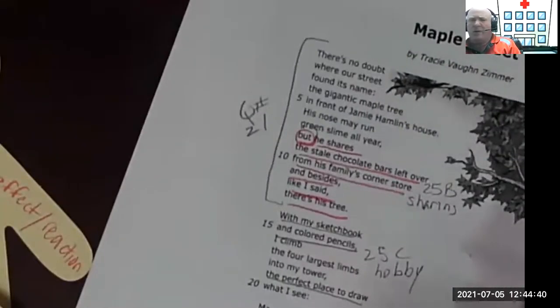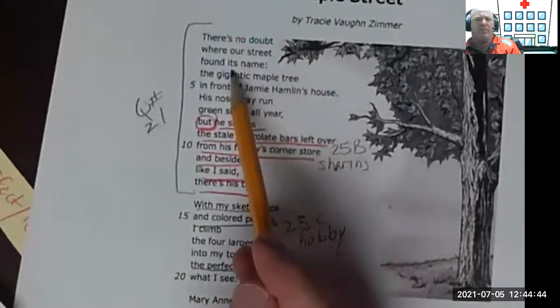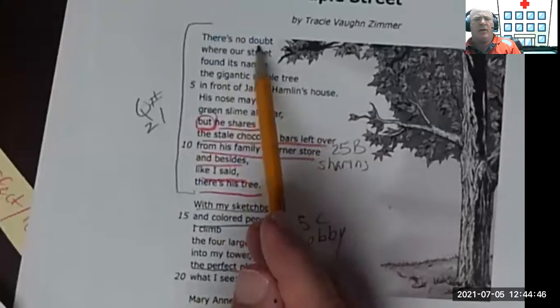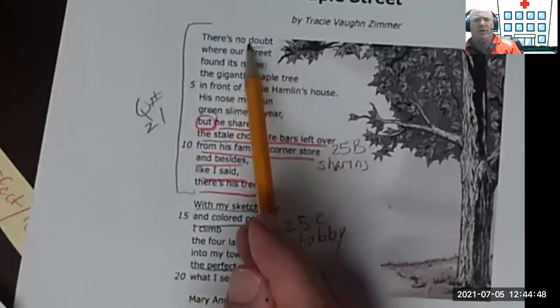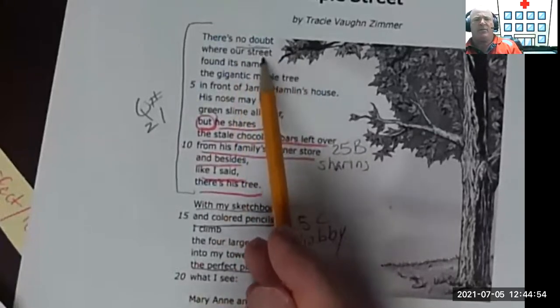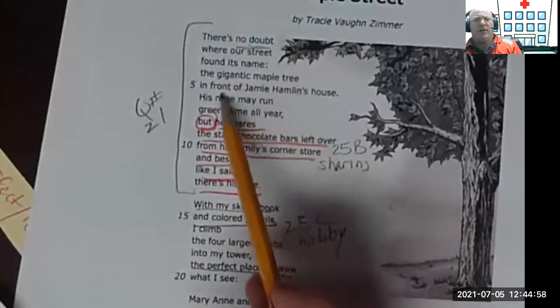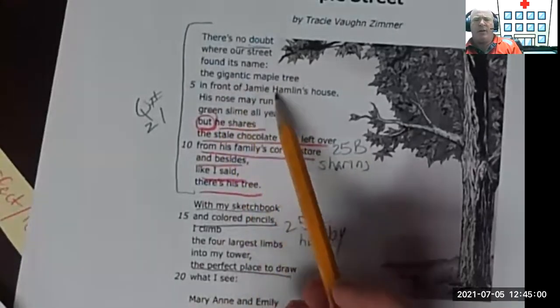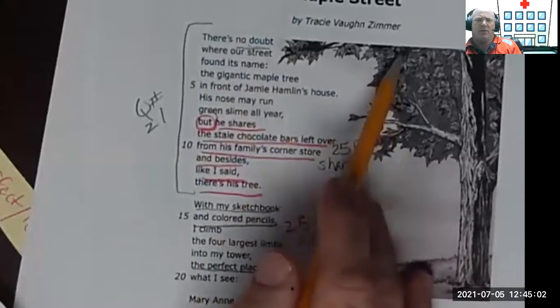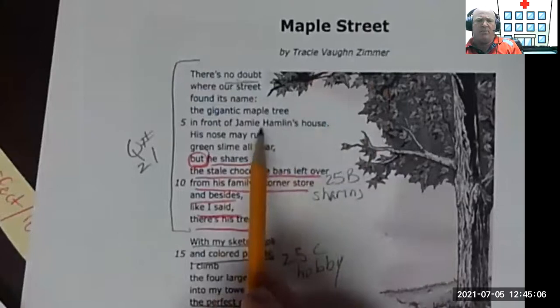So it says, there's no doubt where our street found its name. There's no doubt about it. In other words, surety is there. Whenever you say there's no doubt, it means that you're positive about something. Found its name, the gigantic maple tree in front of Jamie Hamlin's house. So the street is called Maple Street because of the maple tree.